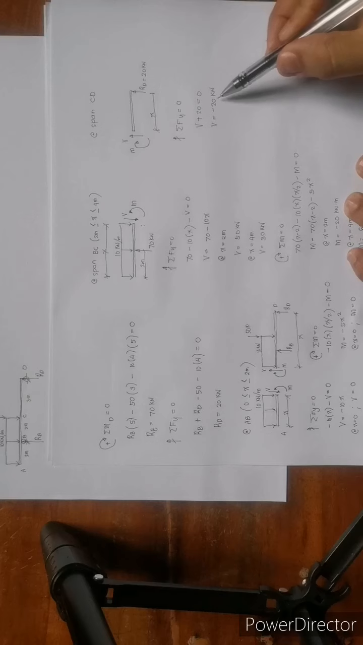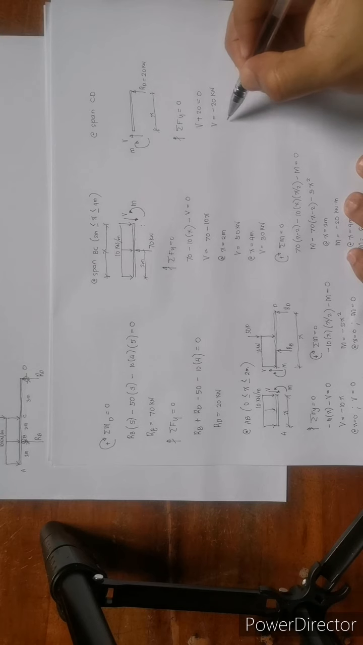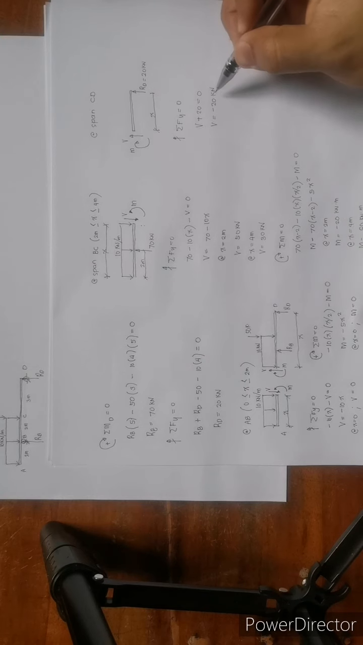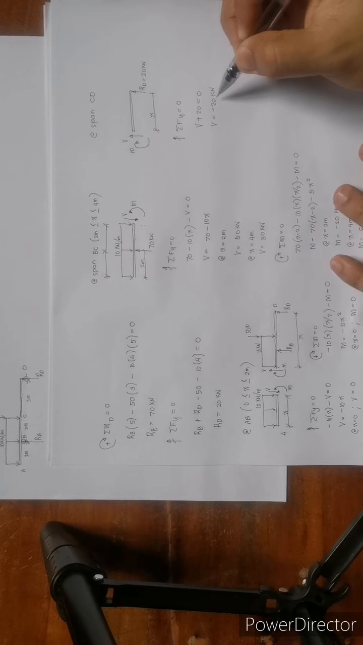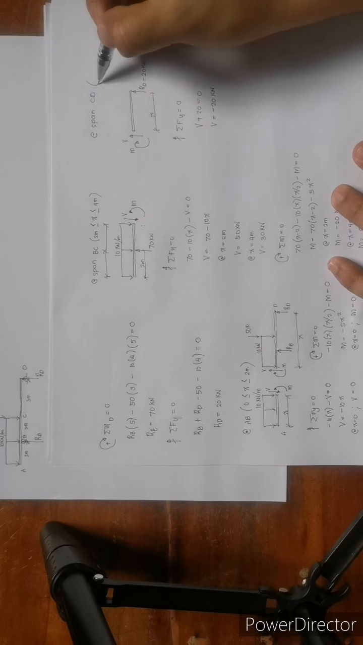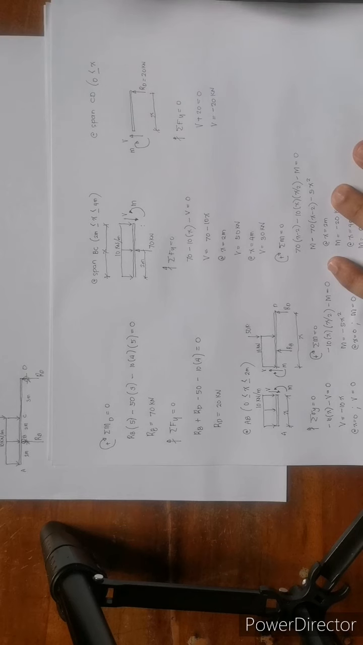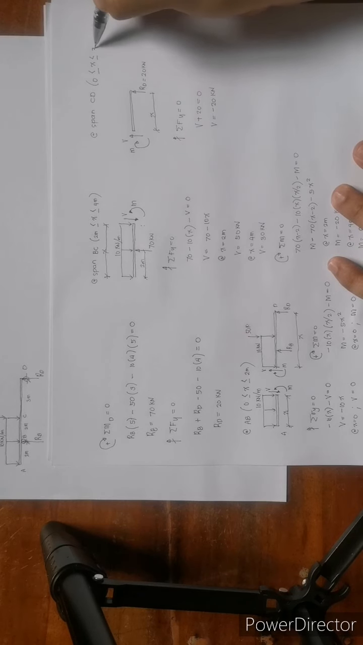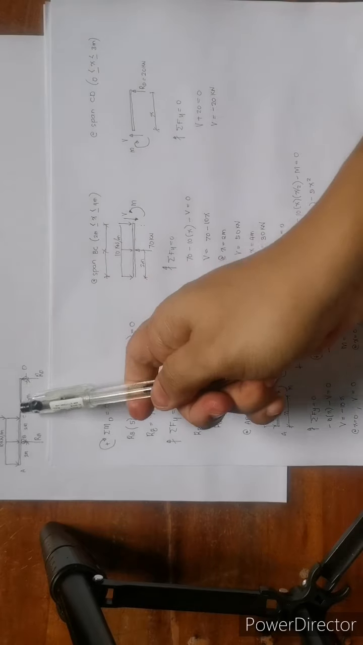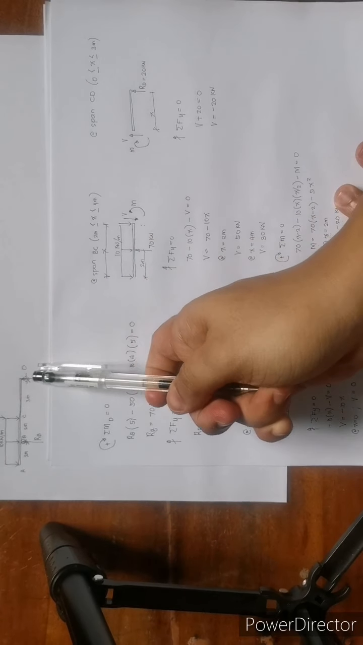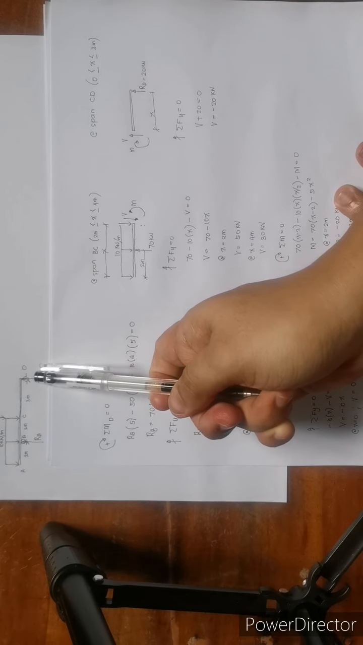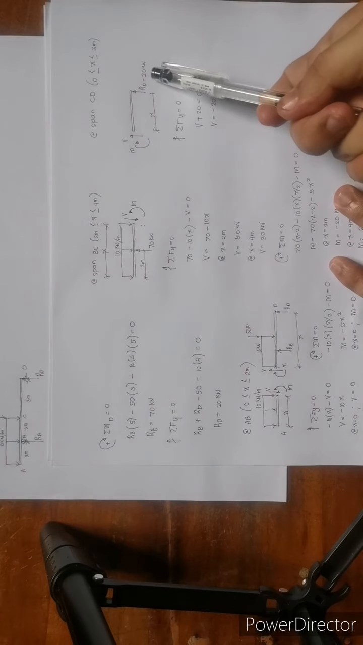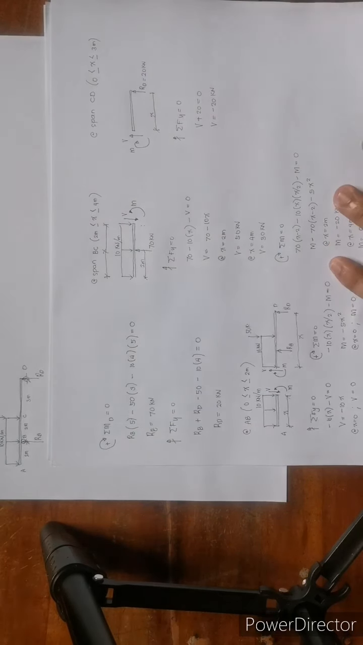Kung mapapansin nyo po, yung equation natin na nakuha, walang x na variable. So, kung magsusubstitute ka ng x, kahit anong value, wala. Kasi wala kang masusubstitute na value ng x. Ano po ba yung span CD natin? Or x is greater than or equal to 0, but less than or equal to 3 meters. Dito tayo nagumpisa sa point D. Take note guys. So, yung x natin magsisimula doon 0 to C, 3 meters.